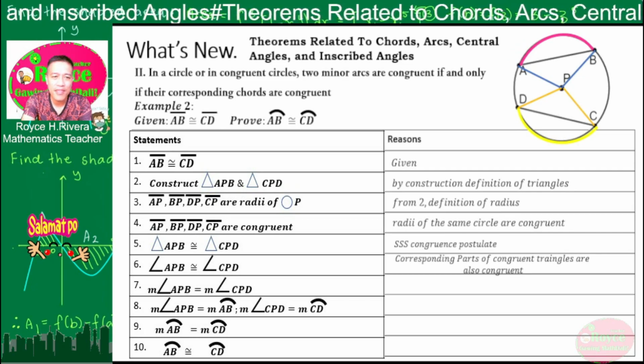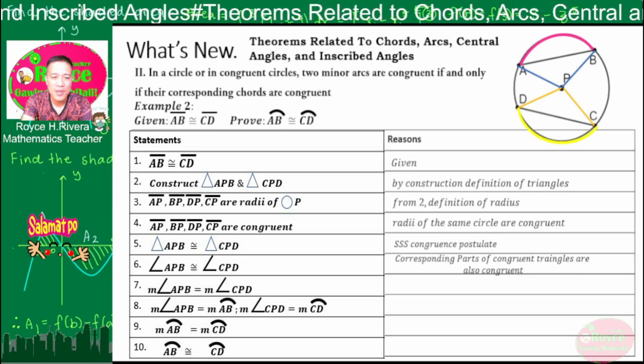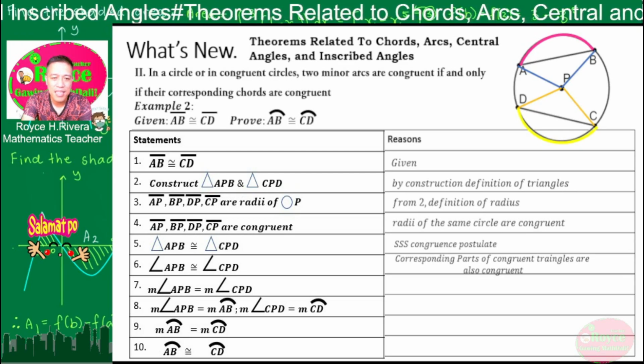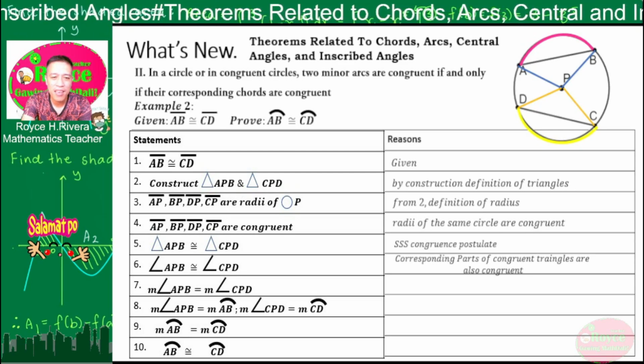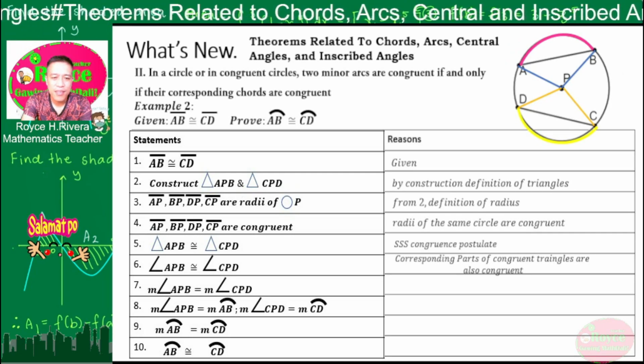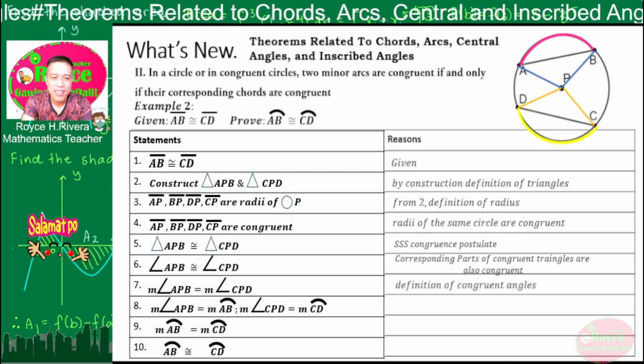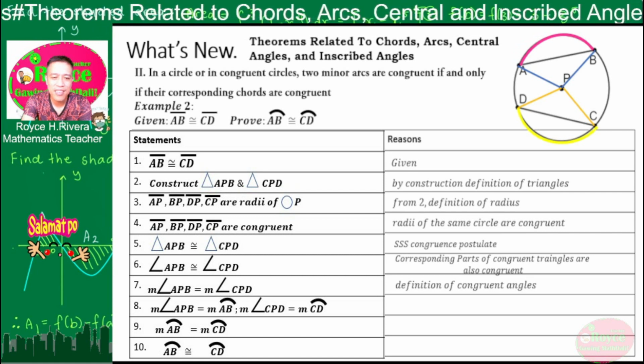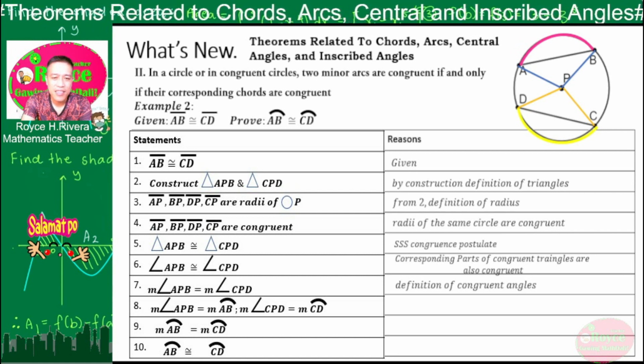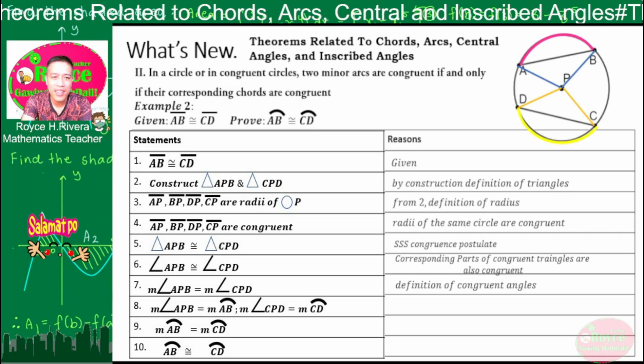Statement number 7. Measurement of angle APB is equal to measurement of angle CPD. For the reason, definition of congruent angles. Congruent angles are equal in measure.